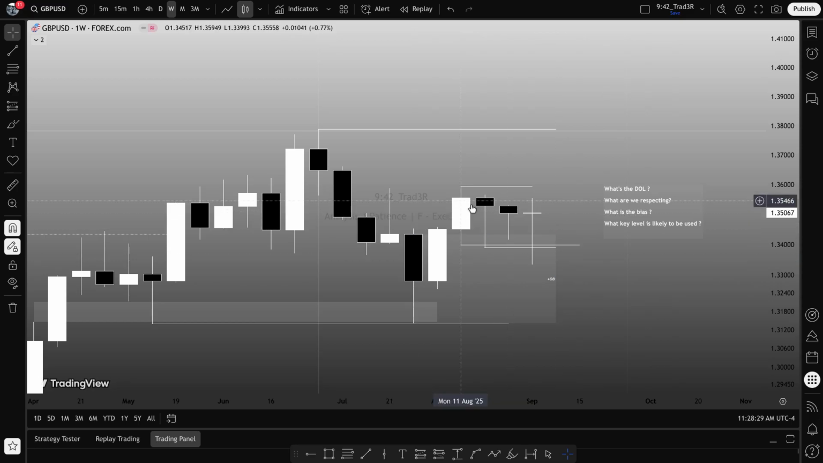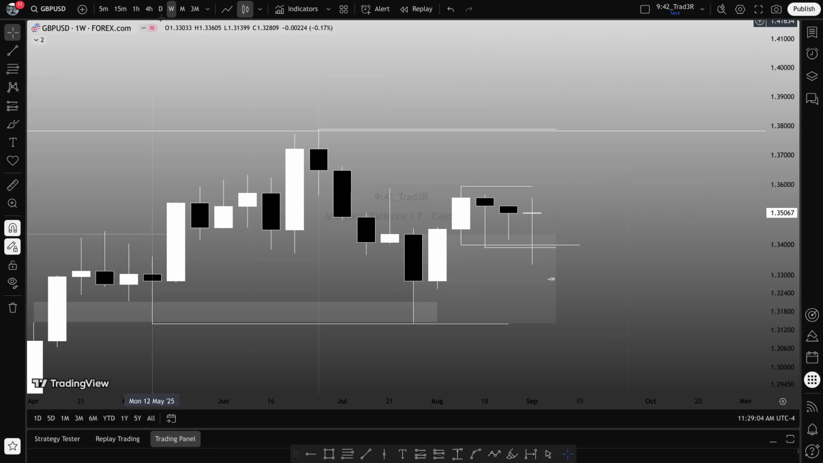So with all these questions answered on the higher time frame, like what is the drawn liquidity, what are we respecting, what is the bias, what is the key level that is likely to be used, in this example the weekly, then I can go to the lower time frame to frame a trade idea in the direction of the higher time frame drawn liquidity. So on the lower time frame, 4 hours, 1 hour, or even the daily time frame, I'll be waiting for a clear time and turtle soup.